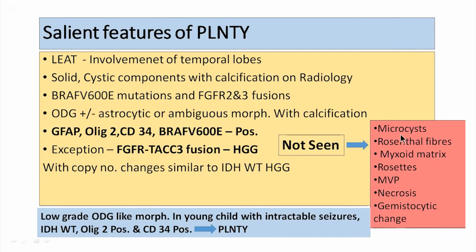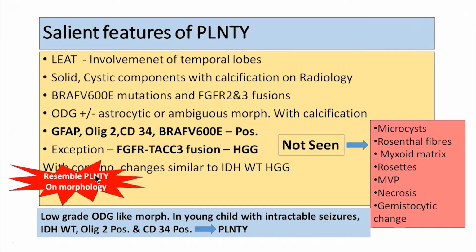The features which are not seen here are microcysts, Rosenthal fibers, myxoid matrix, rosettes, microvascular proliferation and necrosis, because it's a low-grade glioma, so we are not going to come across any kind of vascular proliferation, necrosis, or mitotic activity. So this is very important: although an entity may resemble PLNTY, if it shows a different fusion, that is a feature of high-grade glioma.